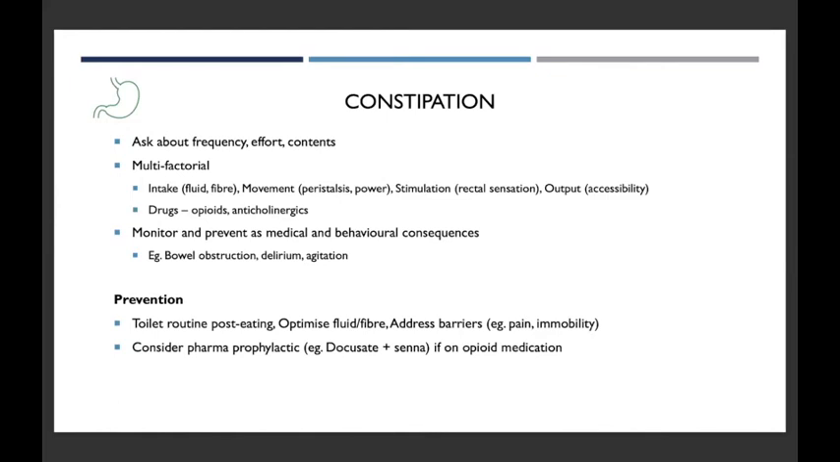Drugs can also cause constipation, and we want to monitor and prevent it as there are consequences for it. You can get an obstruction, you can get a delirium, so avoid constipation if we can. How can we avoid it? Well, we can have a routine for when they empty their bowels, whether it's the same time each day, or after each meal. Optimize the fluid and fiber in their diet and address any barriers there. If they're on opioid medication for a while, then we can consider a prophylactic laxative such as docusate and senna. And we'll talk more about that now.